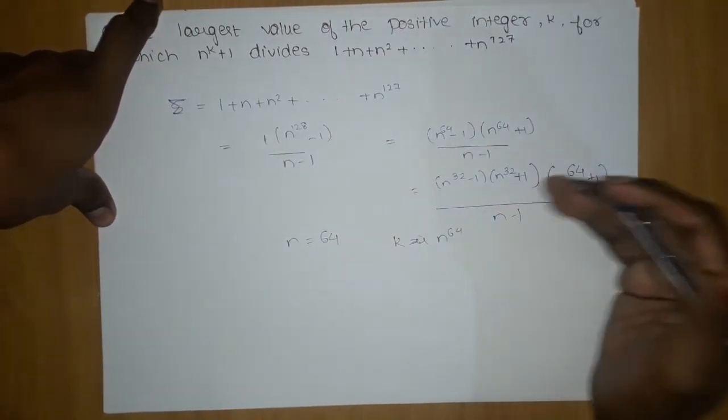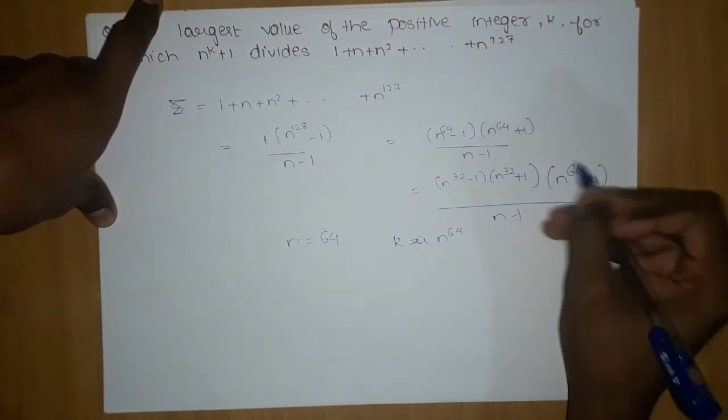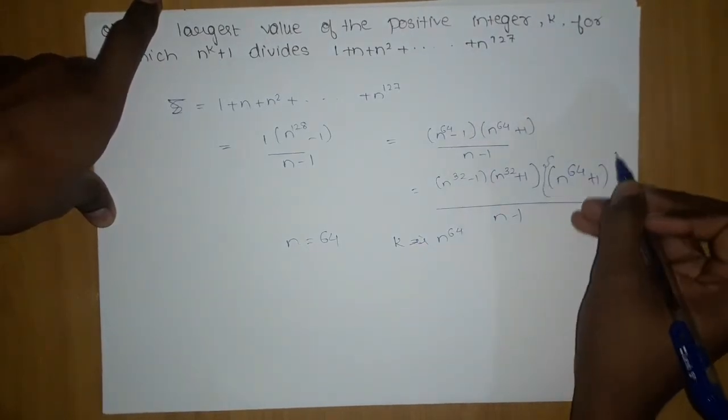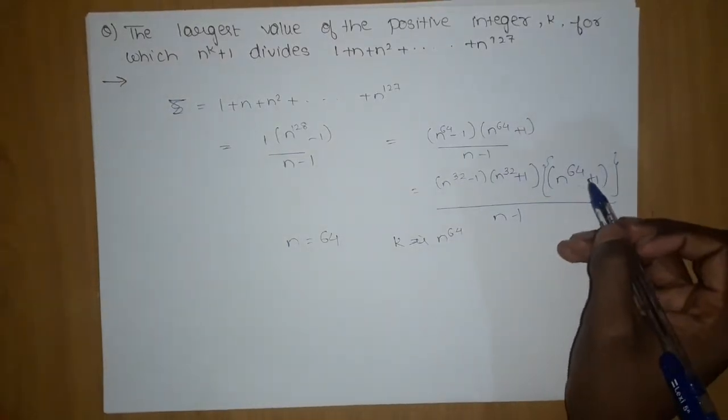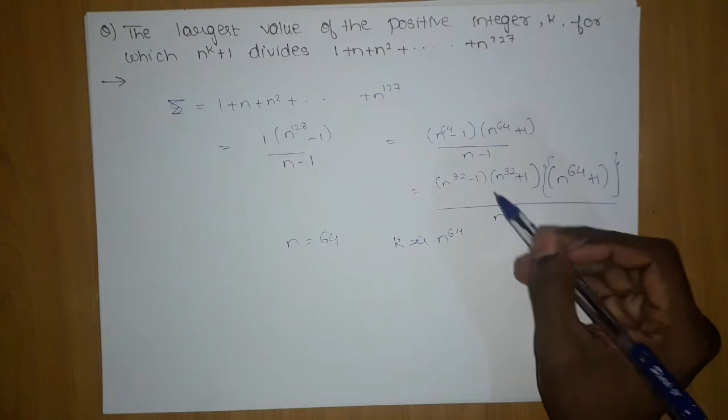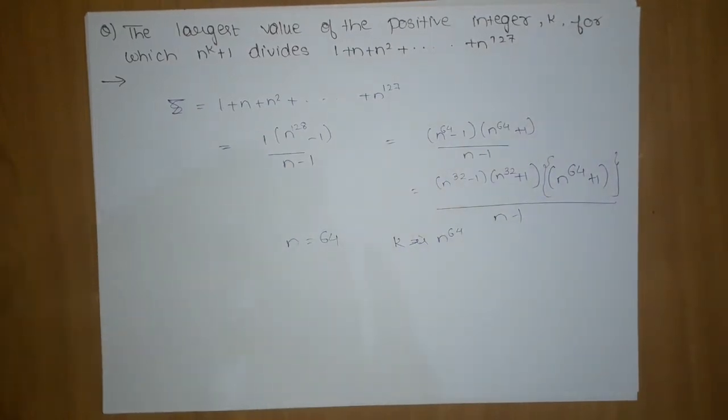So if I divide here, if n power 64, then the highest common factor which will be removed from here will be n power 64 plus 1. And the rest are smaller. So this was the question.